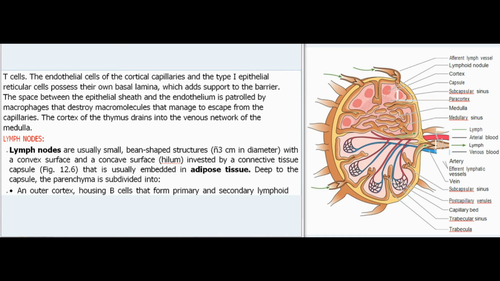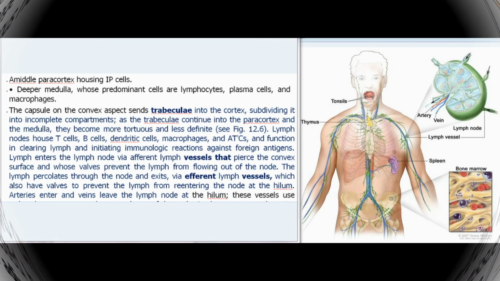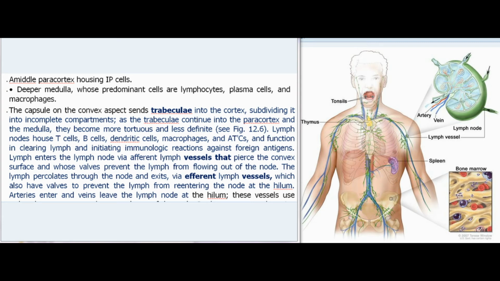Lymph nodes. Lymph nodes are usually small, bean-shaped structures, up to 3 cm in diameter, with a convex surface and a concave surface, the hilum, invested by a connective tissue capsule, Fig 12.6, that is usually embedded in adipose tissue. Deep to the capsule, the parenchyma is subdivided into an outer cortex, housing B cells that form primary and secondary lymphoid nodules, a middle paracortex housing T cells, and a deeper medulla, whose predominant cells are lymphocytes, plasma cells, and macrophages.